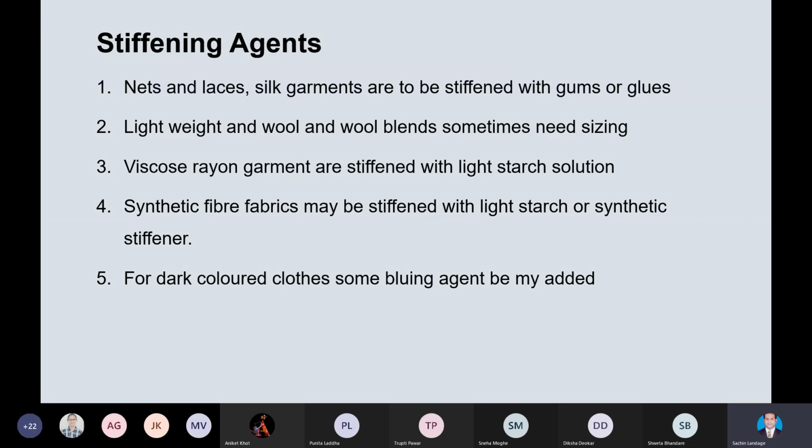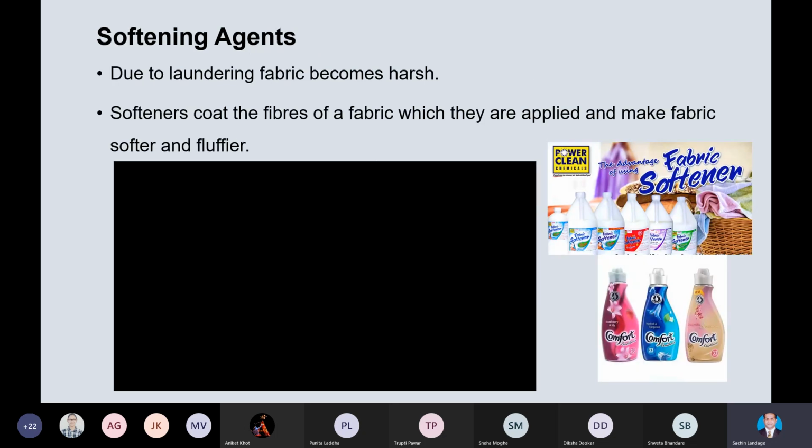Lightweight wool and woolen blends sometimes need sizing. Viscose yarn garments are stiffened with a light starch solution. Synthetic fiber fabric may be stiffened with the light starch or the synthetic stiffening agents. For the dark color clothes, some bluing agent we may add. So that's a light blue color we will get over there. So these are the things regarding the stiffening agent.